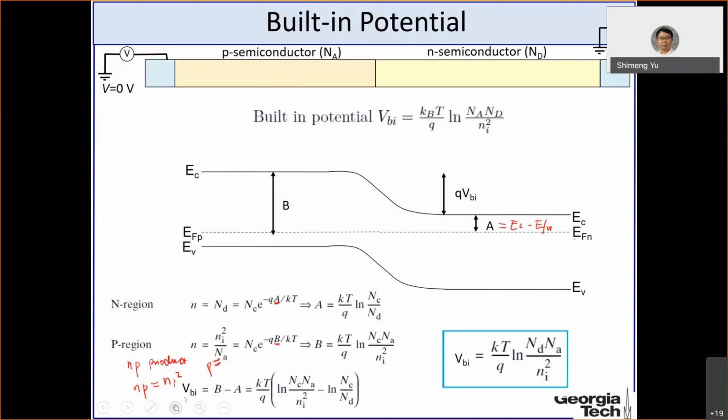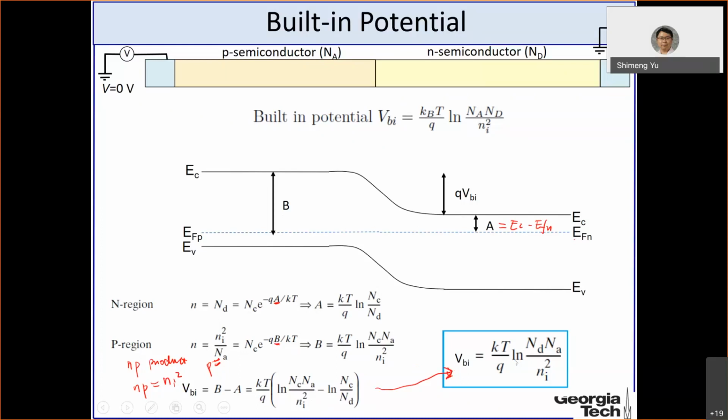And the VBI is B minus A. So you just use those two equations and do the subtraction. Then you take the KT over Q out, and you have two log terms here. For the subtraction between two log terms, you can take the log out, and what is left becomes a division. So you will have this term divided by that term, then eventually you can get this equation. Some math here.